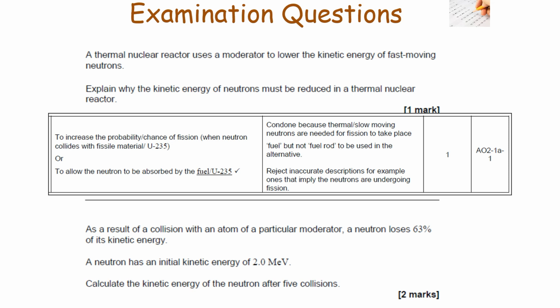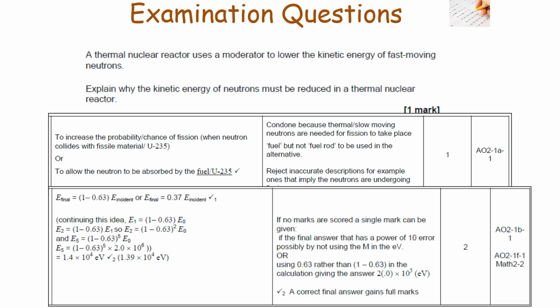Now the second question is actually using a bit of mathematics. It's working out that it goes down by 63% each time. Now what you can do is you can say that the final energy is going to be 1 minus 0.63 times the incident energy, or 0.37 of the incident.